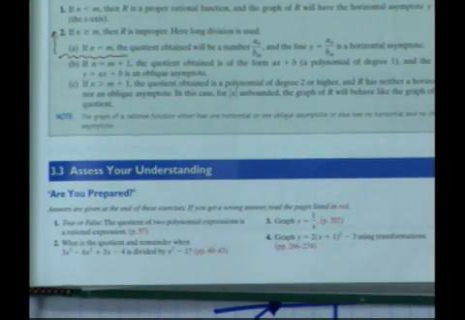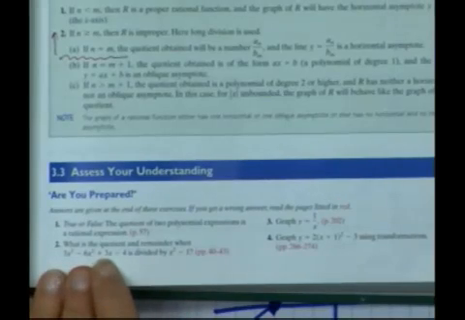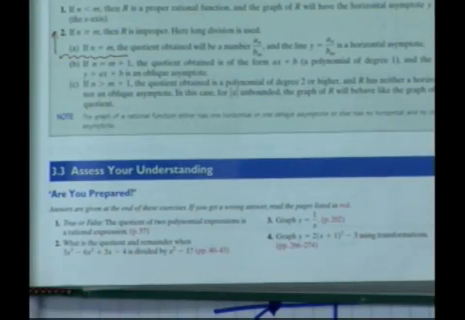Okay, remember a rational number is like 2/3, an integer over an integer. A rational expression is a polynomial divided by a polynomial. Polynomial over polynomials. Okay, that's what rational expressions are. Okay, number 2, what is the quotient and remainder when we do a little long division here?